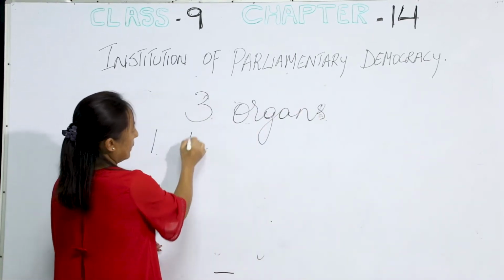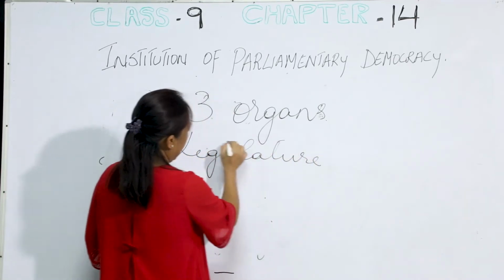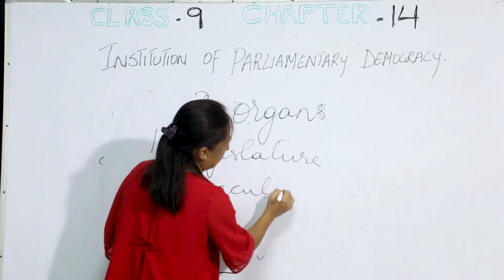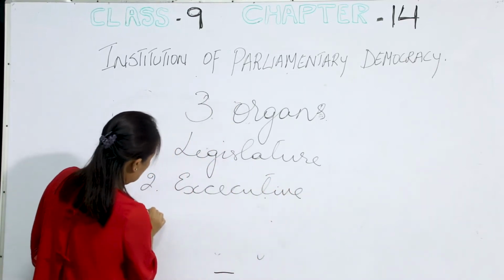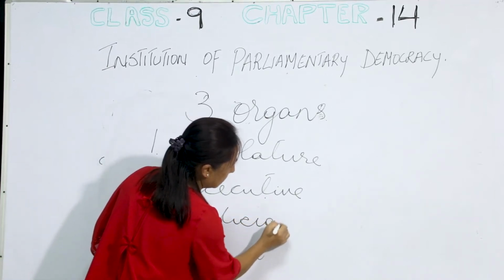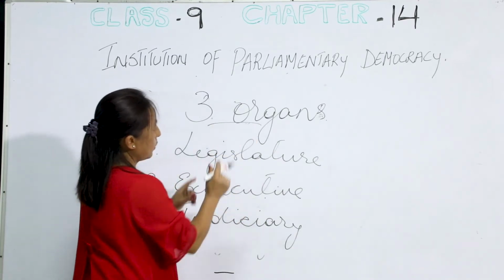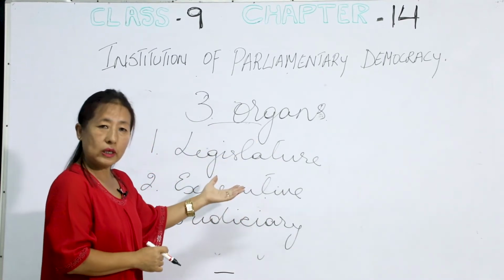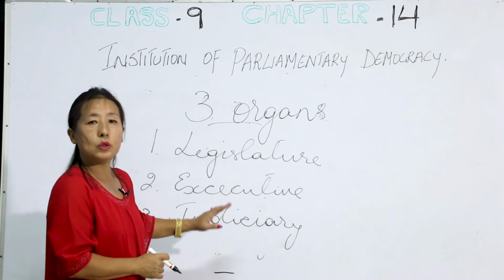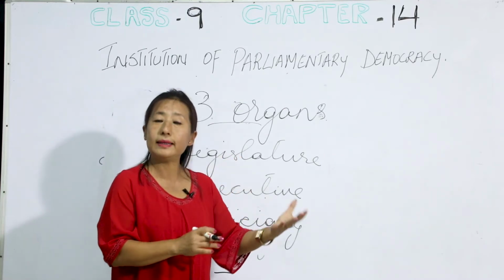One is what we call the legislature. Then the second one we call the executive. And the third one we call the judiciary. So these are the three organs of a government. The first one is legislative or legislature, the second one is executive, and the third one is judiciary.